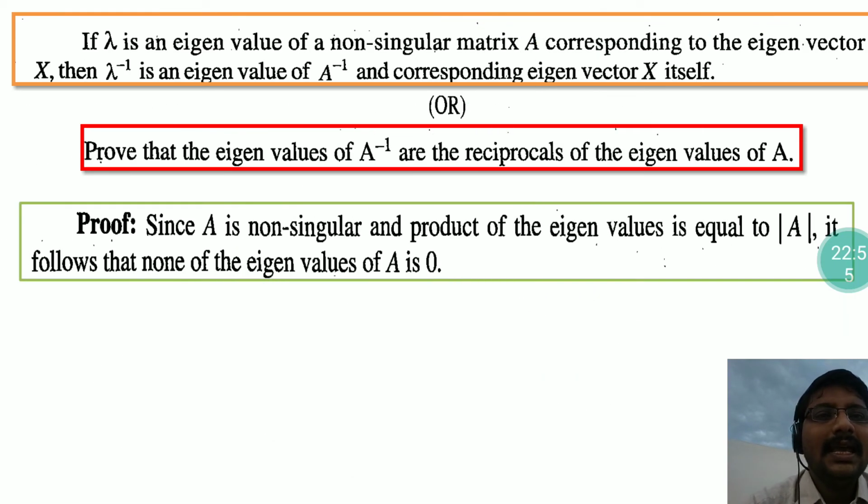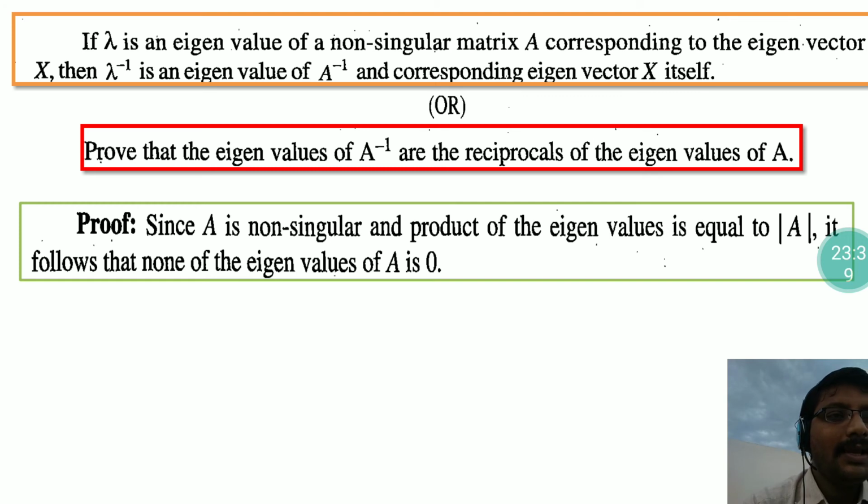If lambda is an eigenvalue of a non-singular matrix A corresponding to the eigenvector X, then lambda inverse is an eigenvalue of A inverse and the corresponding eigenvector is X itself. Or the statement is given simply as: prove that the eigenvalues of the inverse matrix, that is A inverse, are the reciprocals of the eigenvalues of A. Suppose lambda is an eigenvalue of A, then we have to show that lambda inverse, 1 by lambda, is an eigenvalue of A inverse. So a very easy and important result.